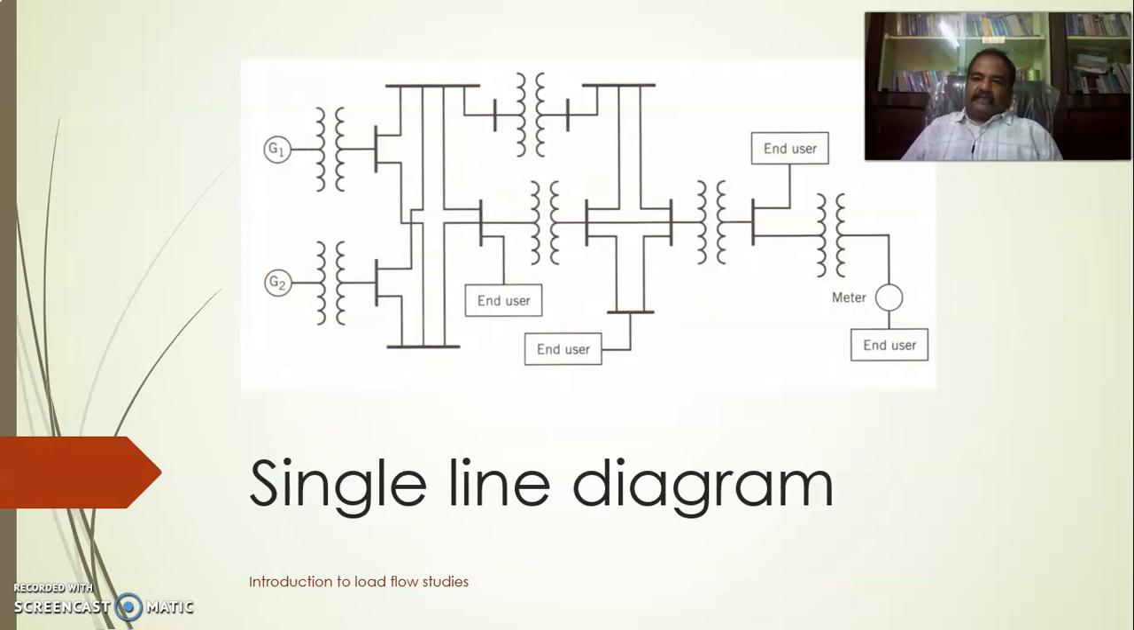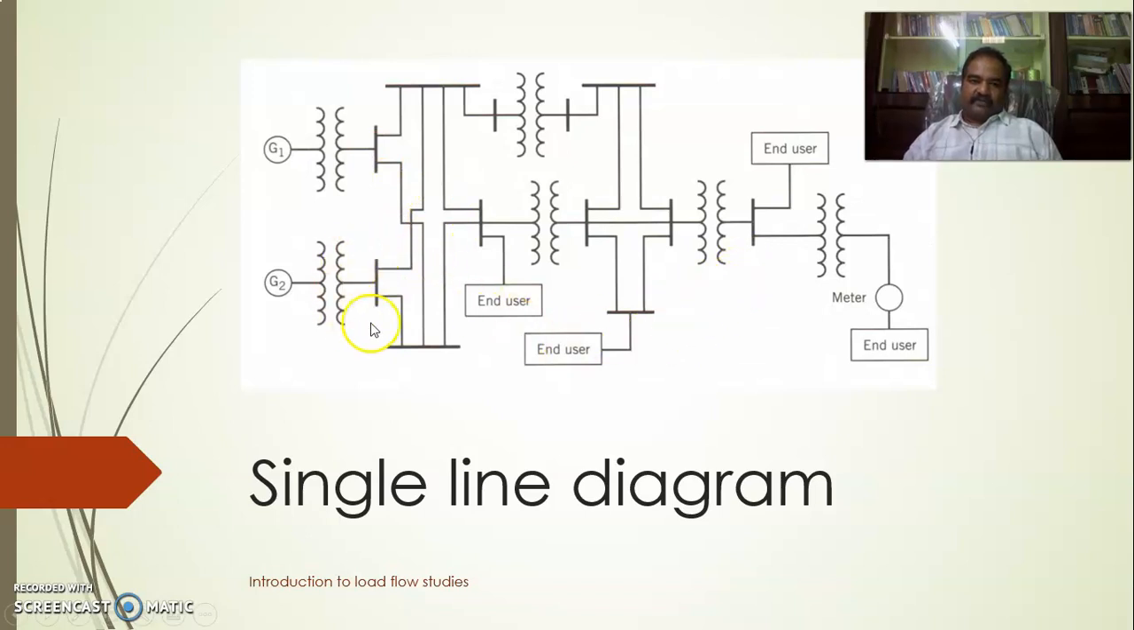So this is a single line diagram. If you carefully see, there are four end users and there are two generators in the figure. These thick lines are considered to be the points where you have interconnections of two or more elements, and these thick lines are called the buses. See how many buses? 1, 2, 3, 4, 5, 6, 7, 8, 9, 10, 11 and 12. So 12 buses are there in this power system. So it is called a 12 bus power system.